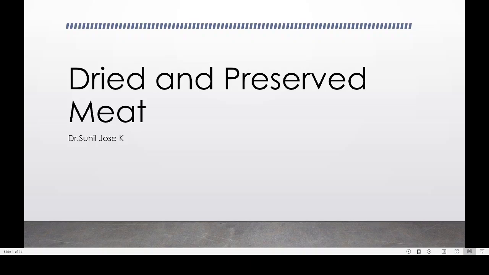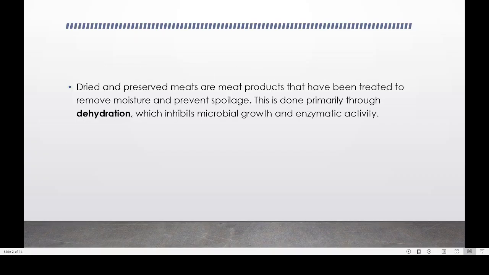So here the title itself will let you understand what is the meaning of dried meat as well as the preserved meat. The term is very clear, but we have to understand what are the different techniques for preservation or drying of meat, as well as what are the benefits and disadvantages of that type of meat. So dried and preserved meat are meat products that have been treated to remove moisture and prevent spoilage. And that is the primary purpose of dried meat.